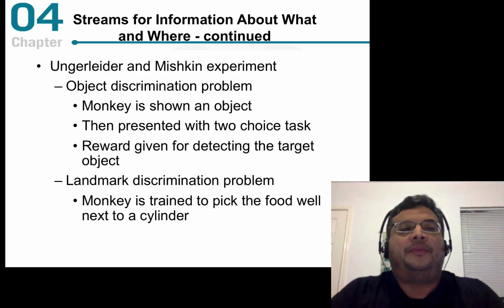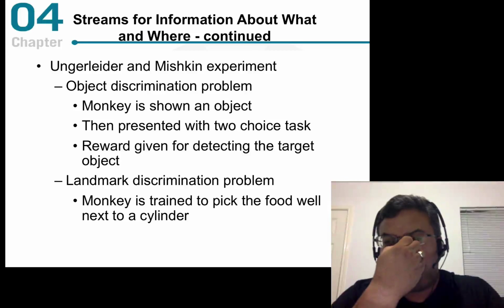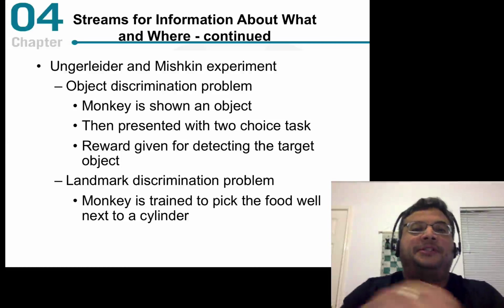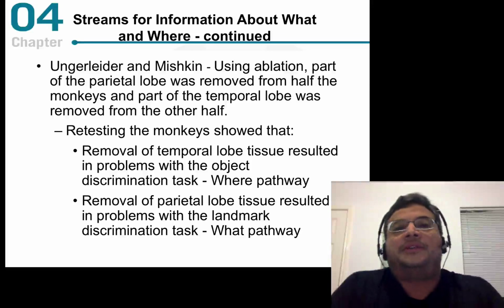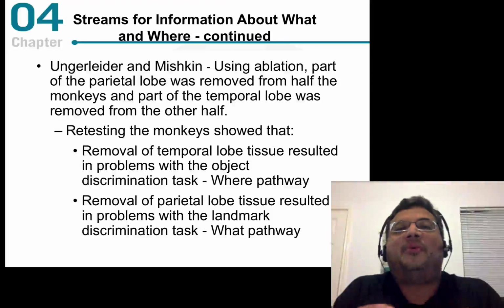Okay, so we've determined that Ungerleider and Mishkin gave their test monkeys two types of problems: object discrimination and landmark discrimination. Once the monkeys were trained, they used ablation to remove part of the parietal lobe in half the monkeys, and part of the temporal lobe was removed from the other half.